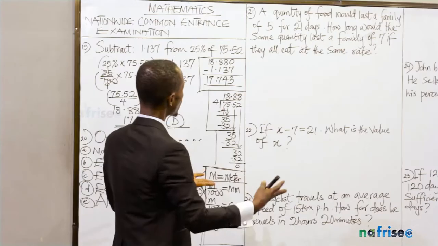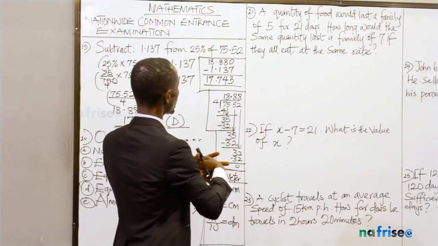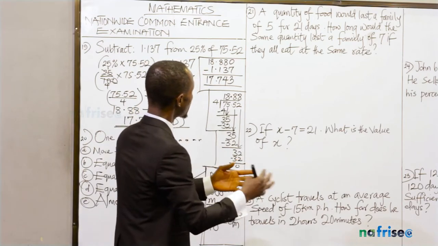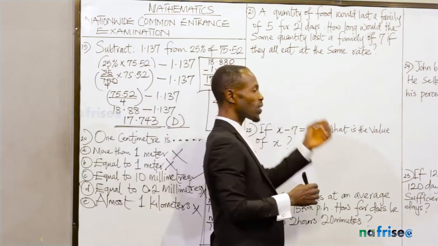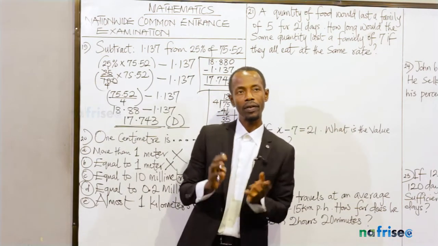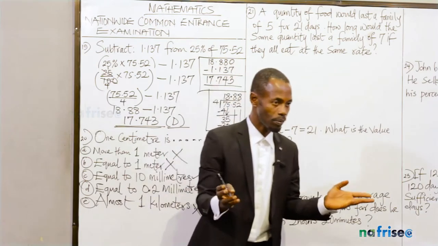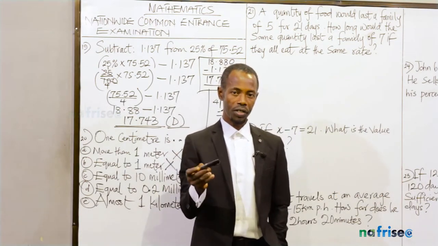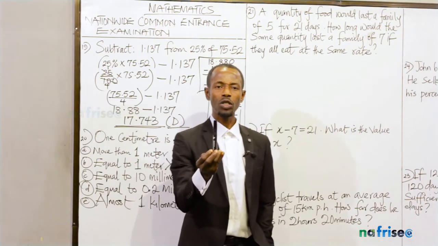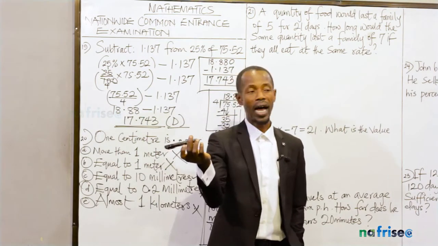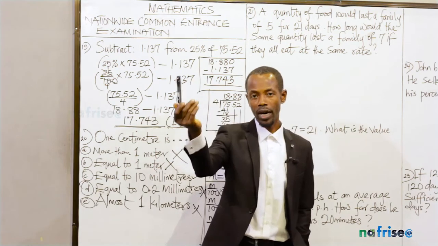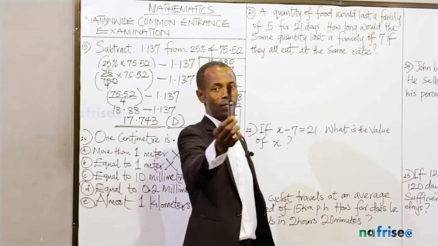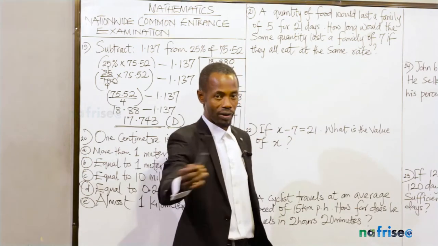Let's go to 21. A quantity of food will last a family of 5 for 21 days. How long will the same quantity last a family of 7 if they eat at the same rate? This is the case of indirect proportion. There is direct proportion and there is indirect proportion. Now, what do we mean by proportion? For direct proportion, as quantity increases, price increases. It deals with things like the price of an item, like this marker. If this marker costs 50 naira for one, and I need 10 pieces, then I'm going to pay 50 times 10, which is 500 naira. That's the direct proportion.